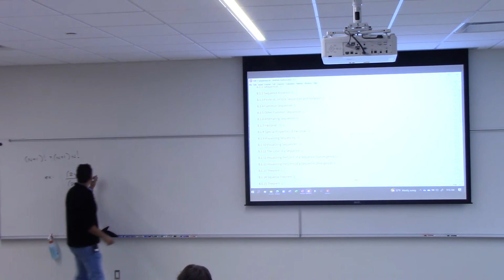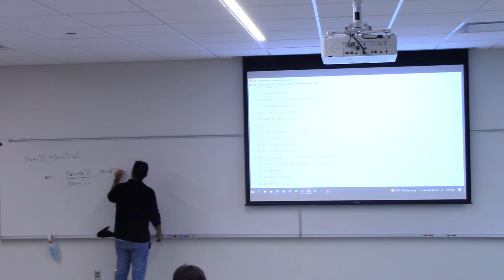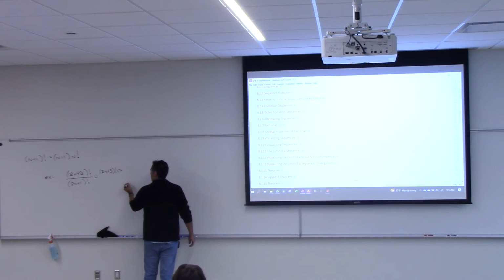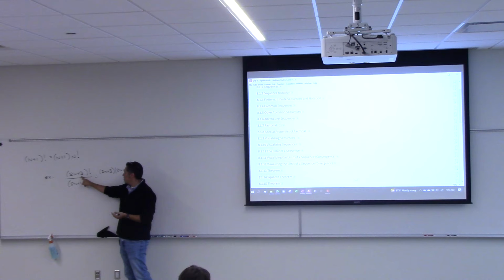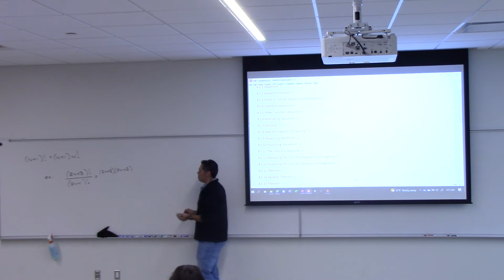So my first multiplication here would be 2n plus 3. Then I'd multiply by 2n plus what? 2, right? I subtract 1. Now when I subtract 1 from this, I'm only subtracting it from the 3, right? Because 2n is a variable expression. You subtract 1, you can only subtract it from the 3. So it becomes 2n plus 2.